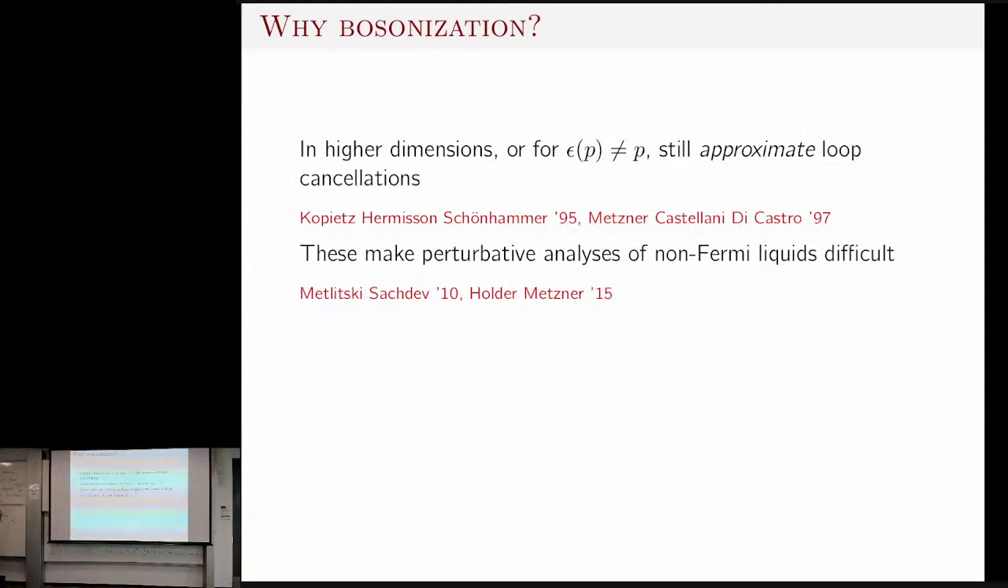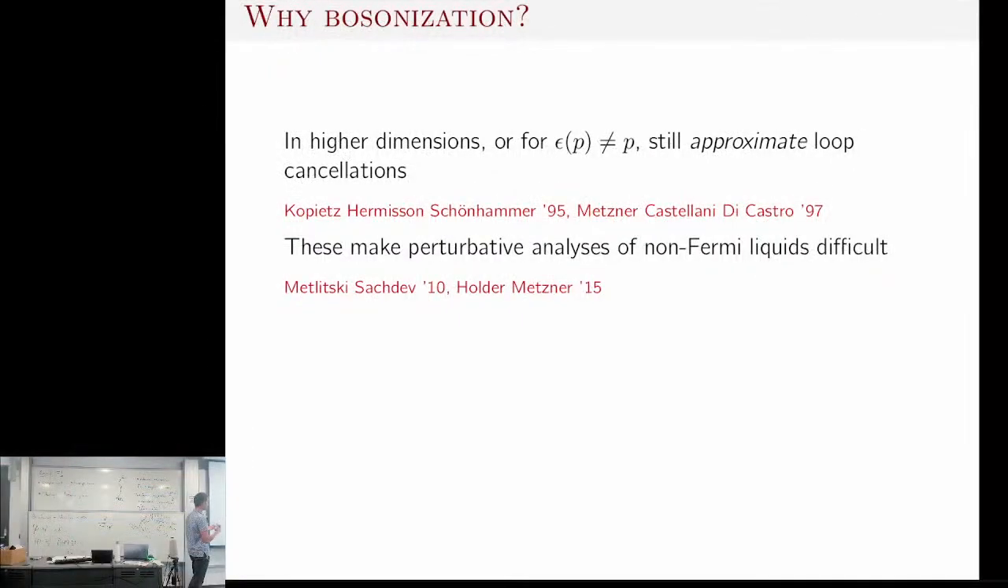And in fact, these cancellations, as I mentioned, don't happen generically. They don't happen in higher dimension. In fact, they don't even happen if you have more complicated dispersion relations and non-relativistic fermions. But it turns out that there's still a remnant of these cancellations in higher dimensions and more generally in the form of approximate loop cancellations. So these are even worse because you have these fermion loops, and you try to guess how it's going to scale, and there's some amount of cancellation happening, but there's still a finite answer post-cancellation. So these make perturbative analyses of non-Fermi liquids quite difficult.